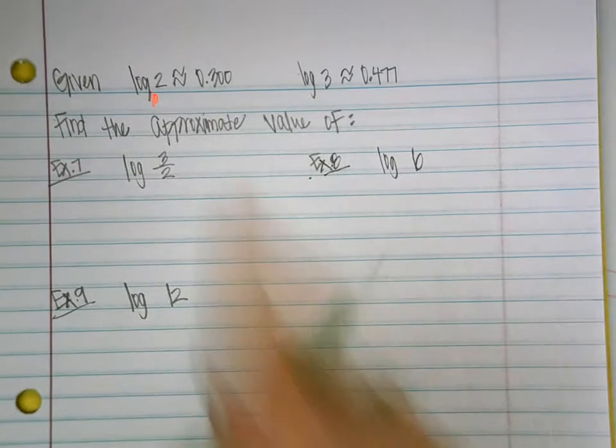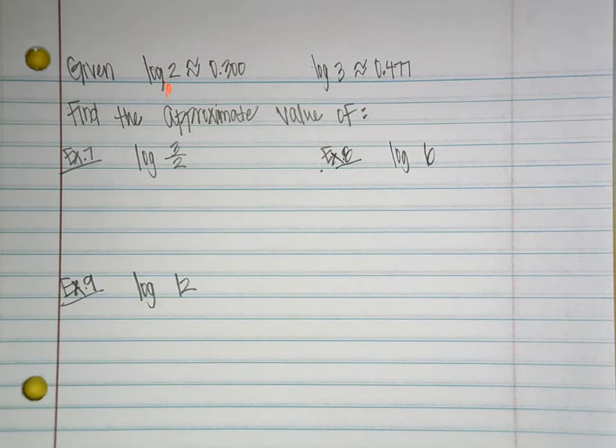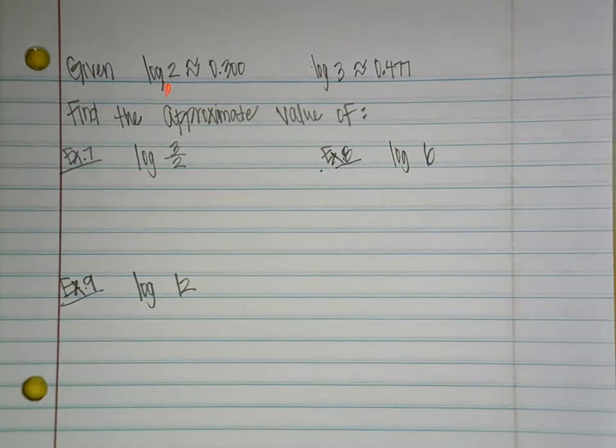So given, I gave you log 2 and log 3. What else might you want to write down? What do you also maybe want to write down?